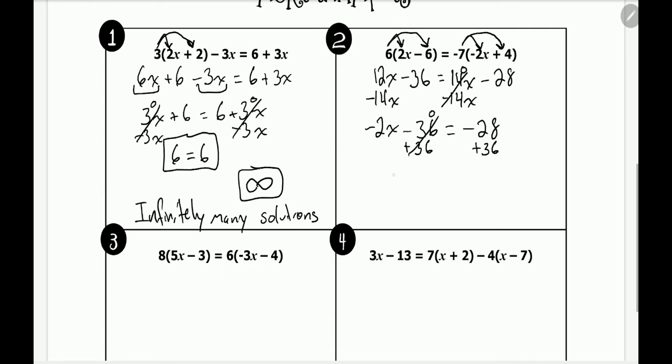This goes to 0. We're left with -2x is equal to -28 plus 36 is going to be 8. And from there, we have to solve this equation for x, so we're going to divide by -2. So we have x is equal to -4. Alright, this is an example of whenever we just have one solution. Okay, so let's go about number 3.